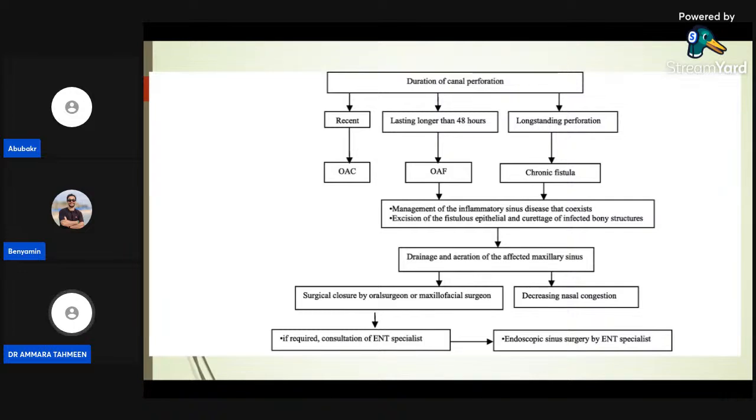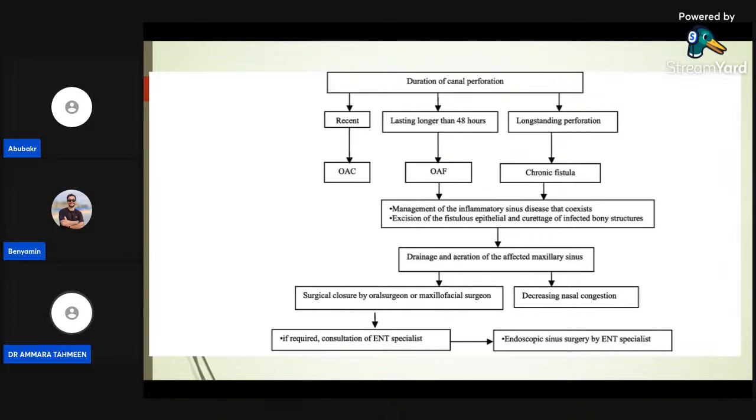So this avoids the unnecessary enlargement of the fistula, which would lead to an extensive surgical procedure again. To avoid this, if you see there are large antral polyps which can be better dealt with by endoscopic sinus procedures, then you can work along with the ENT surgeon. Once the ENT surgeon clears the maxillary sinus pathologies, you can proceed with the intraoral closure of the defect. That's how we deal with oroantral fistula cases.